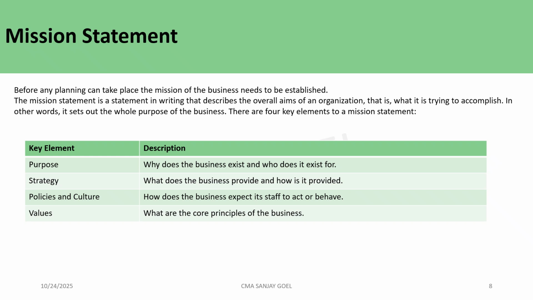What is the business objective? It should be established through the mission statement. There are four parameters of the mission statement: what is the purpose, what is the strategy, what are the policy and cultural values. There are four basic key elements to describe the company objective through the mission statement.